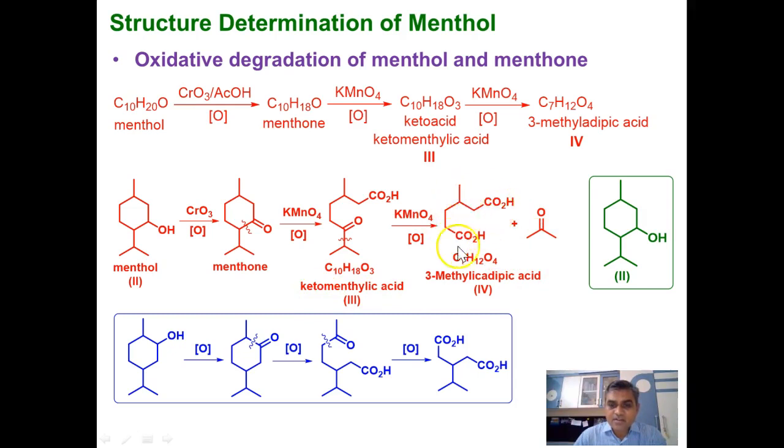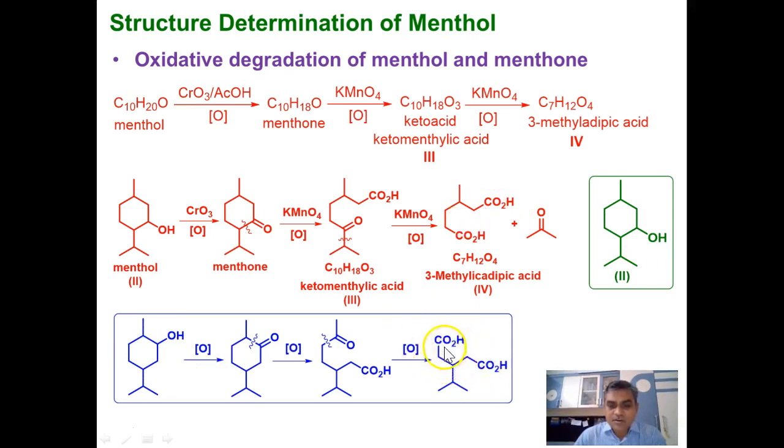And the other product is 3-methyl adipic acid. So formation of 3-methyl adipic acid is possible only when we assume this structure of the menthol. The other structure of the menthol was another possibility. Here we cannot get this dicarboxylic acid. Here the other carboxylic acid is obtained.